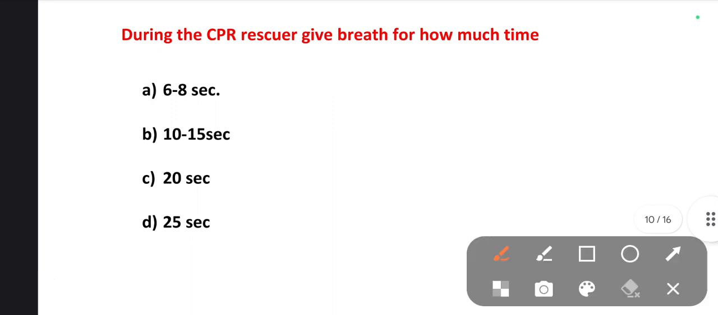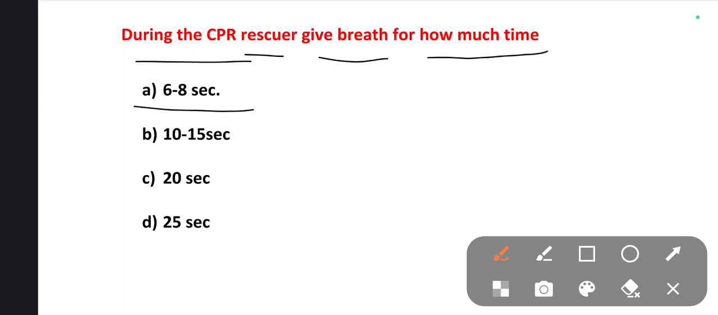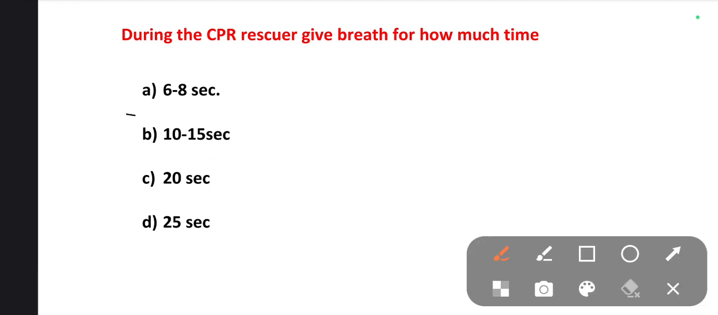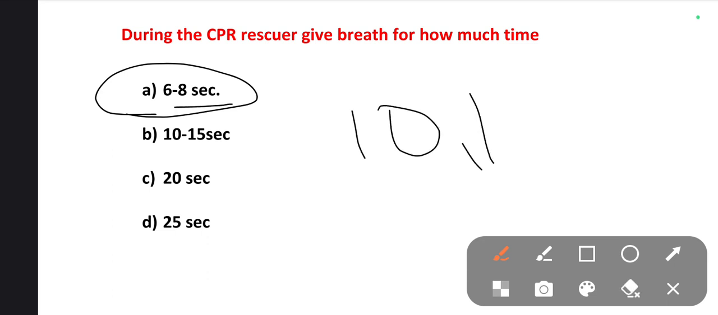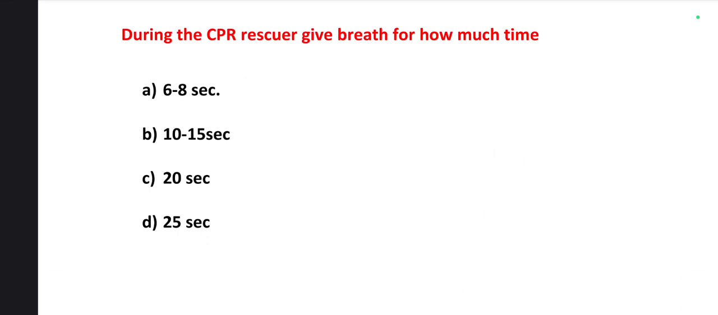The next one is: during CPR, the rescuer gives a breath for how much time? We are doing CPR for a patient. In how much time do we have to give a breath for that person? Options are 6 to 8 seconds, 10 to 15 seconds, 20 seconds, 25 seconds. The right time is 6 to 8 seconds. It is just below 10 seconds that we have to give the breath, and then we go for the chest compressions.